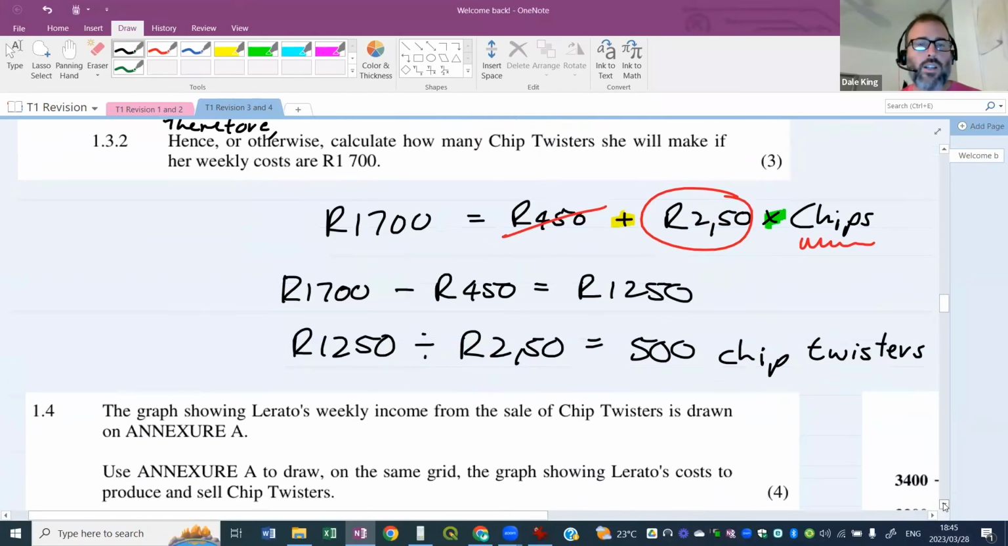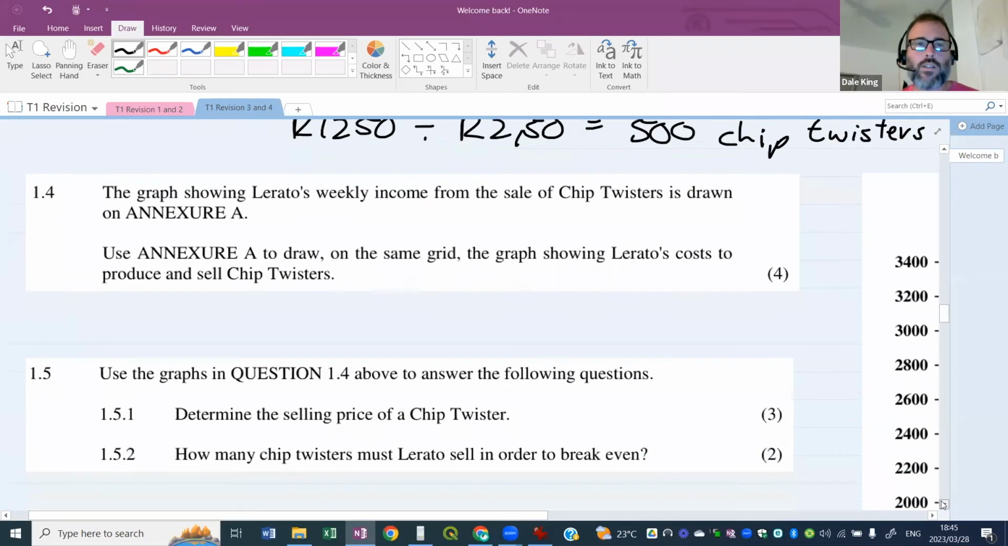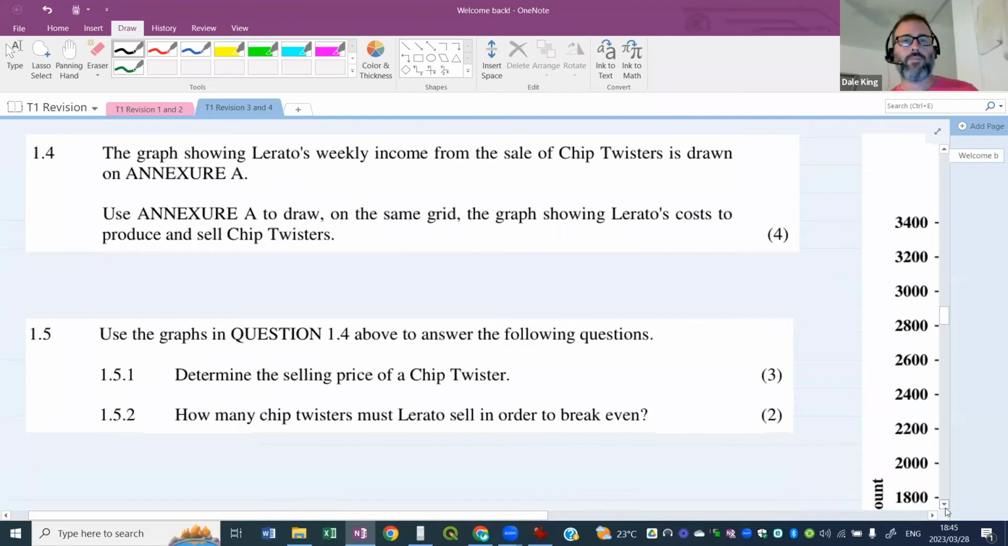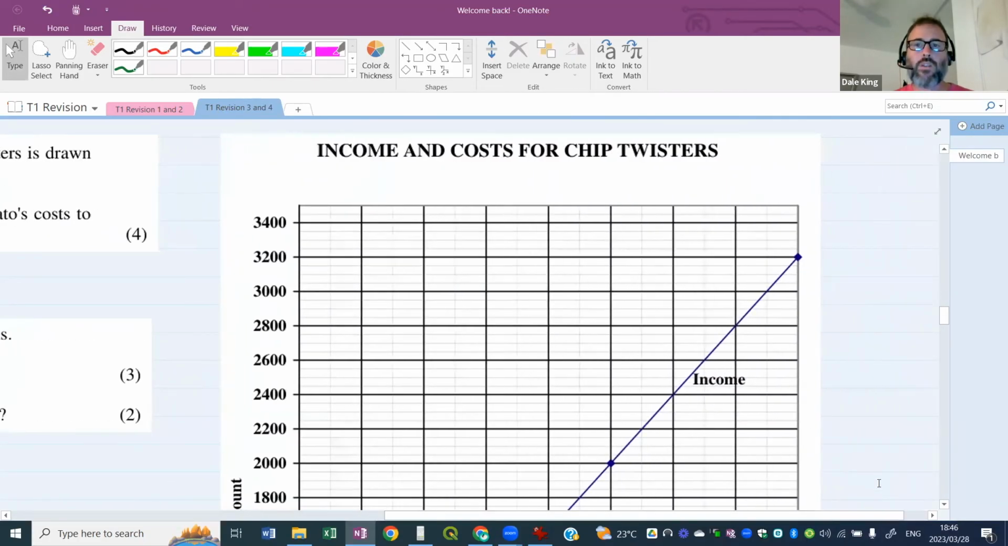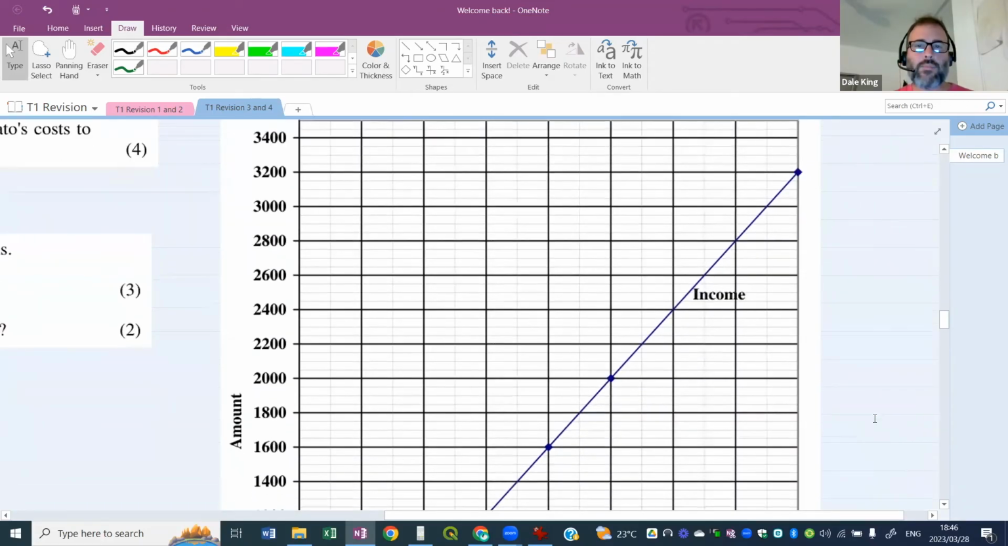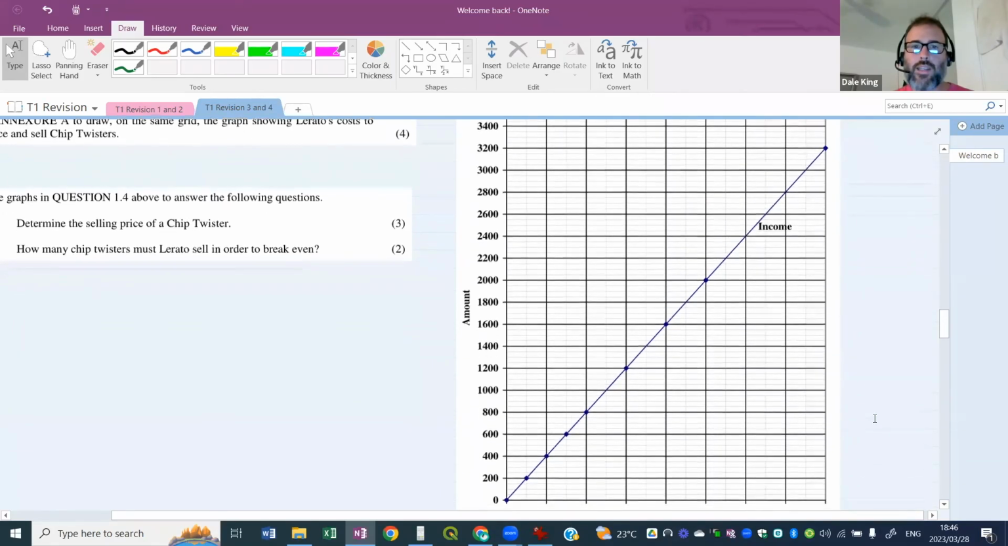All right. Next question. I'm even worried about showing you guys this, but let's have a look and see. There's a lot of writing. Oh dear. 1.4. The graph. I haven't seen the graph yet. I'm going to show you the graph. The graph showing Lorato's weekly income from the sale of chip twisters is drawn on Annexure A. So there is the graph for her income.